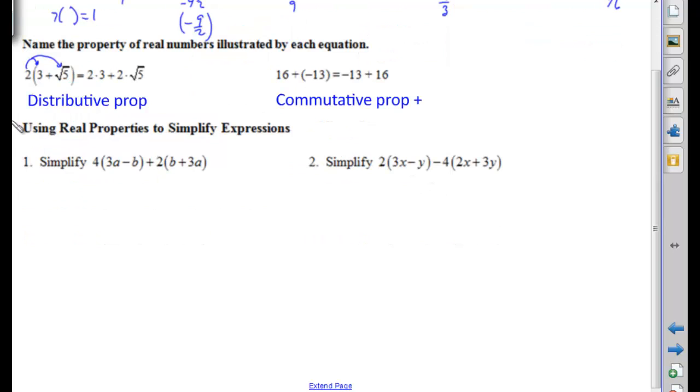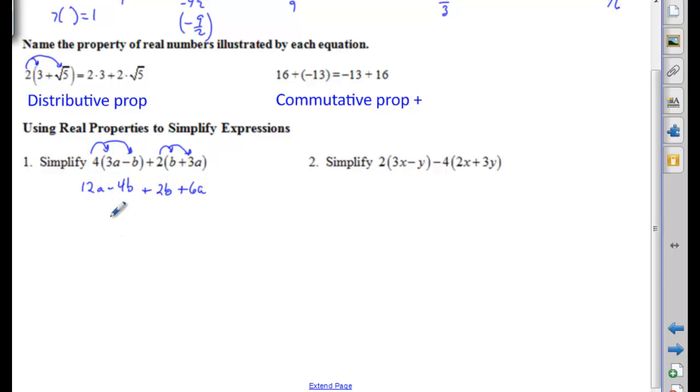Use the real properties to simplify expressions. Based on simplifying, if we notice we have grouping symbols and a number on the outside, what we want to do is use distributive property. So we're going to distribute the 4 to both of these. We're going to get 12a minus 4b. We're going to distribute the 2 to both of these. So we're going to go plus 2b, and then we're going to get plus 6a.